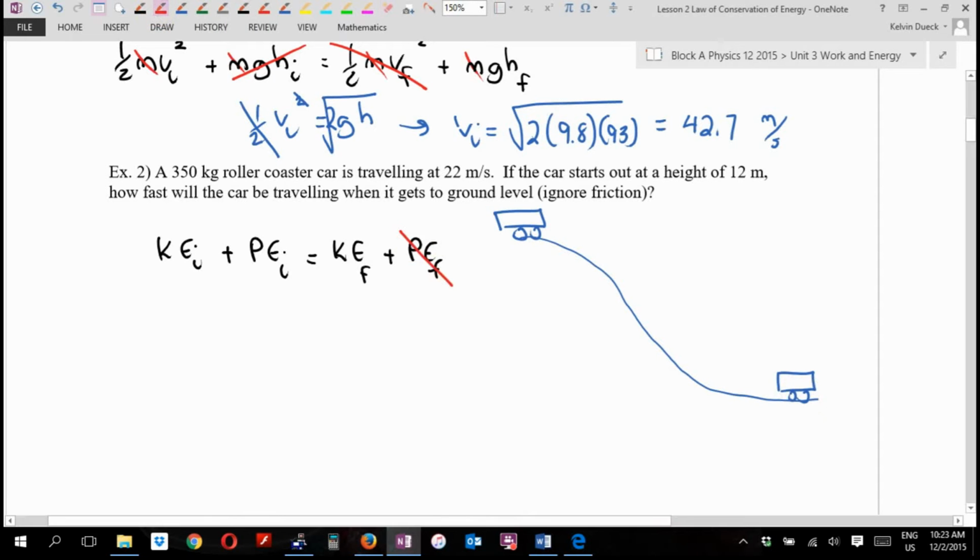You'll notice this time I crossed out one line earlier instead of writing in the equations. You can write in the equations and look at the V and the H, but it's either going to be a V or an H. Sometimes they'll be zero. Not always, but sometimes. So I'm going to get this: a half mv initial squared plus mgh initial equals a half mv final squared.